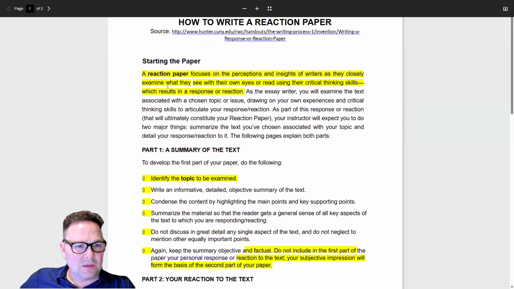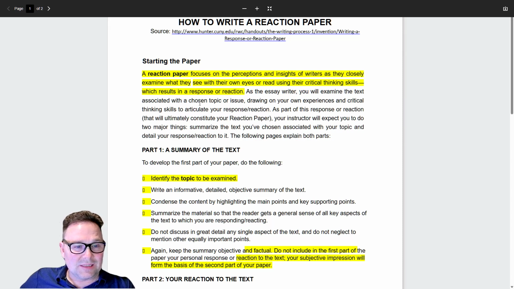but this one here, I thought it would be useful just to have an overview of the reaction paper, which focuses on the perceptions and insights of writers as they closely examine what they see with their own eyes or read using their critical thinking skills, which naturally results in a response or a reaction. And that's essentially what we're going to be doing. Over the next number of classes, we'll choose topics and eventually sources, something to react or respond to, and we'll figure out how to write a paper about it.